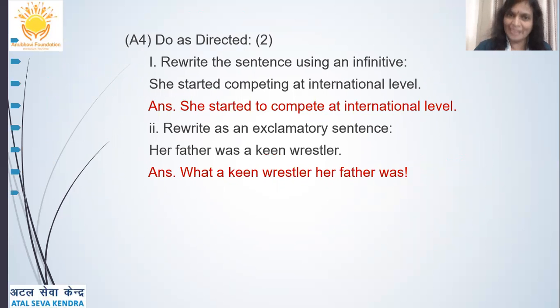A4 would be do as directed. Rewrite the sentence using an infinitive. So you know the use of non-finite verb and infinitive. She started competing at international level. She started to compete at international level. Rewrite as an exclamatory sentence. Her father was a keen wrestler. What a keen wrestler her father was! And please don't forget the exclamation mark.